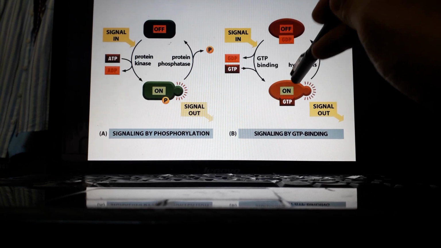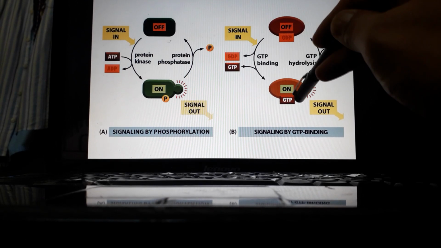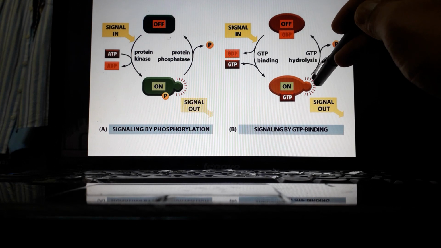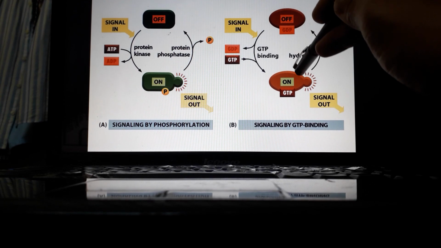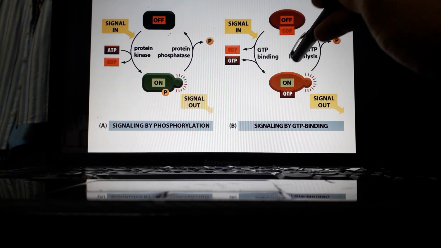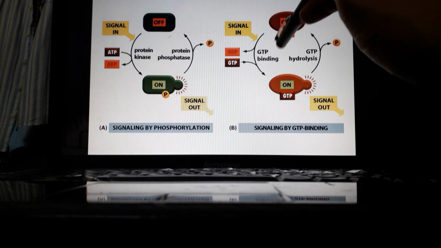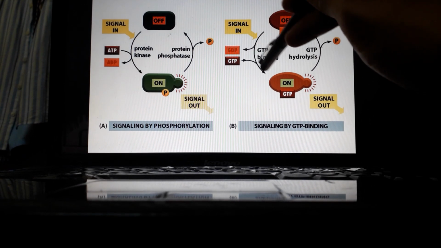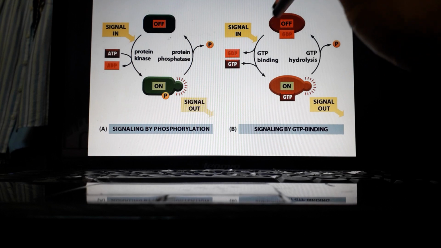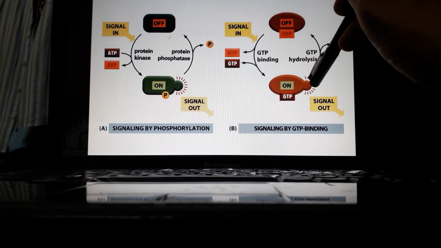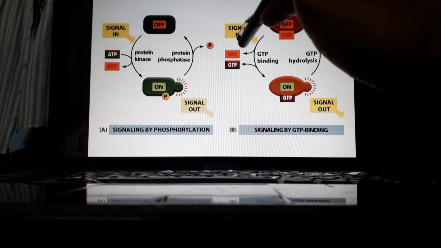These molecules also have inherent GTPase activity, and they hydrolyze their GTP to GDP. When GTP is converted into GDP, the molecular switch becomes inactive. So the active conformation is the GTP bound state and the inactive conformation is the GDP bound state. The GTP bound active conformation is elicited by GTP binding, therefore the activator is known as guanine nucleotide exchange factor.